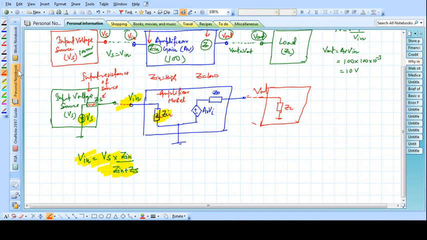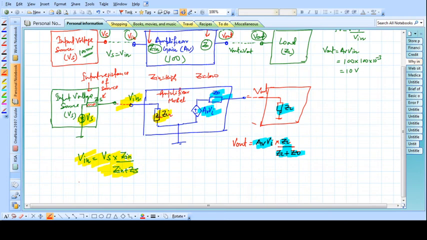Similarly, what we can write for the output voltage, that is our Vout. For the output voltage, the source voltage is now Av Vi, into this resistance ZL by ZL plus Z0. For this source voltage, into the opposite resistance ZL by ZL plus Z0.